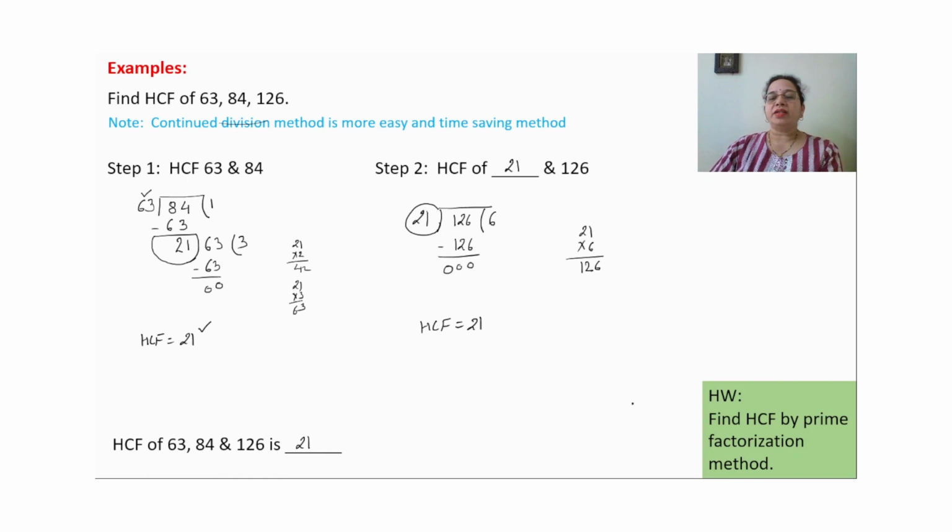Now find the HCF of these numbers by the prime factorization method. This is your work. Then you can find out which method is easier for you, the prime factorization method or the continued division method.